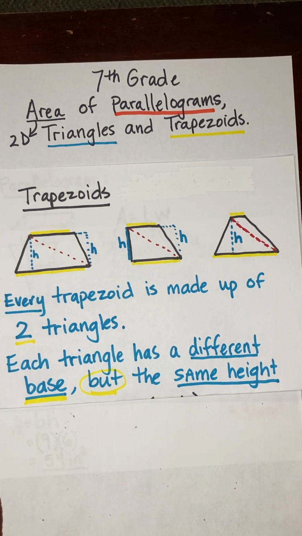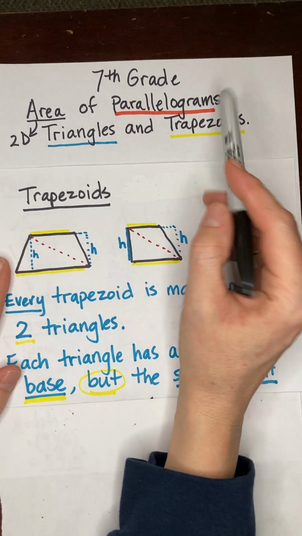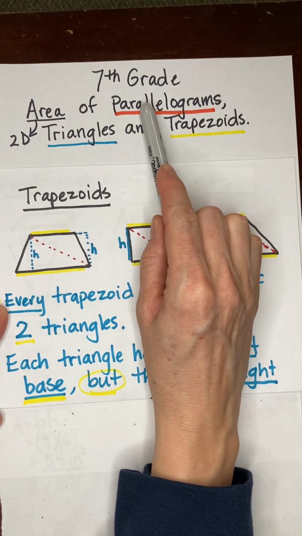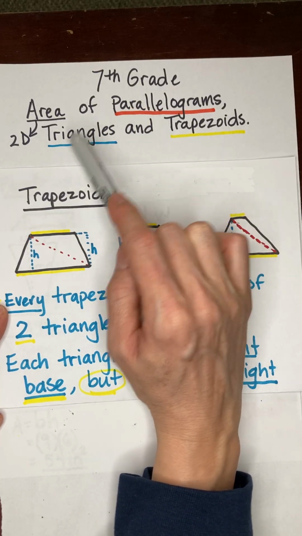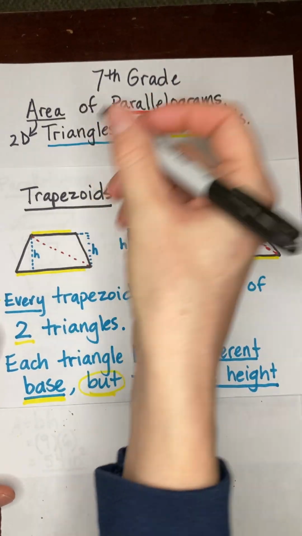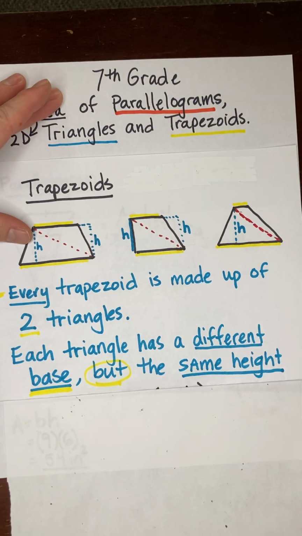All right, we're going to do the last part of our lesson. So we did parallelograms, we did triangles, and now we're going to do trapezoids. If you don't know about these two, please go back and either watch my videos or watch somebody else's videos so you have an idea, because trapezoids depend on triangles and triangles depend on parallelograms. So they're all connected to each other.